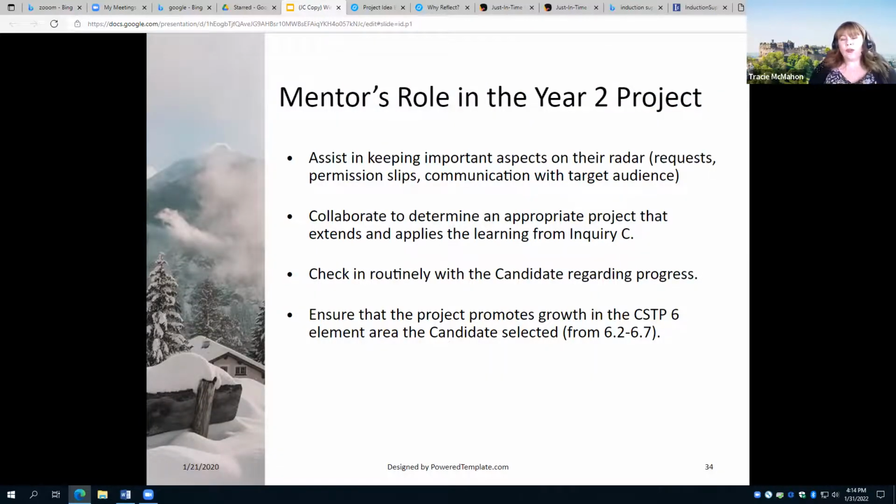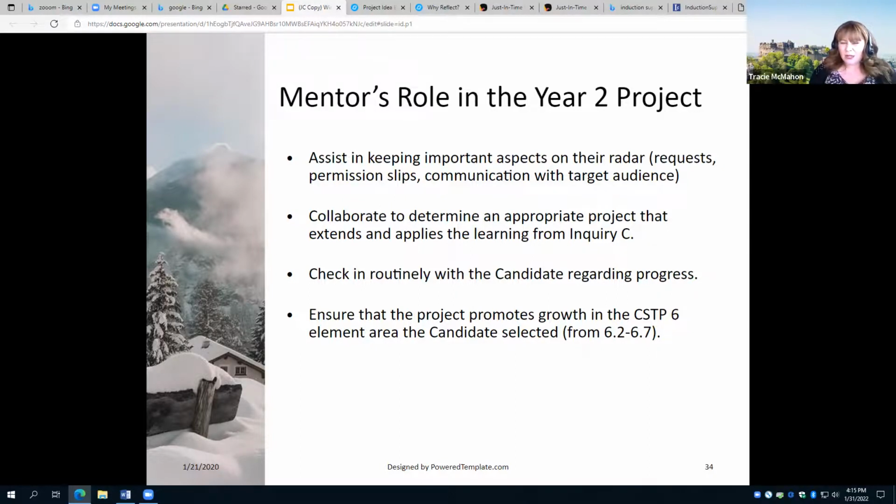So the mentor's role in the year 2 project. If you're a mentor with a year 2 candidate, you just want to assist them in keeping things on their radar, right? Making sure that they have the things they need, and that they're keeping in mind their target audience, what kind of communications they need to make, and that the project really is doable and feasible. And make sure that it extends their learning from Inquiry C.